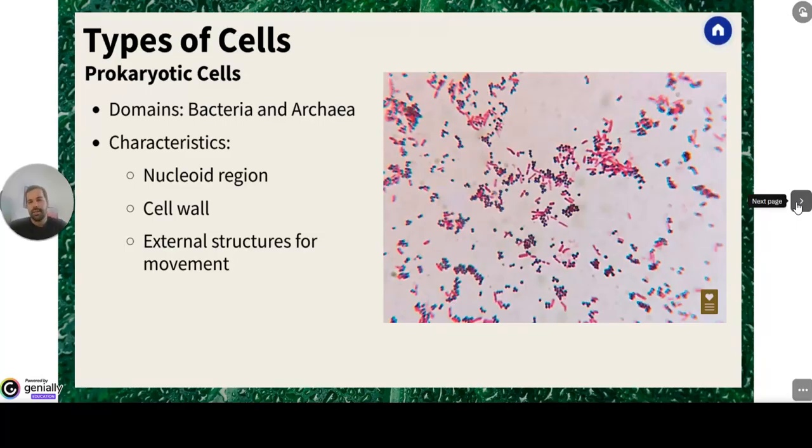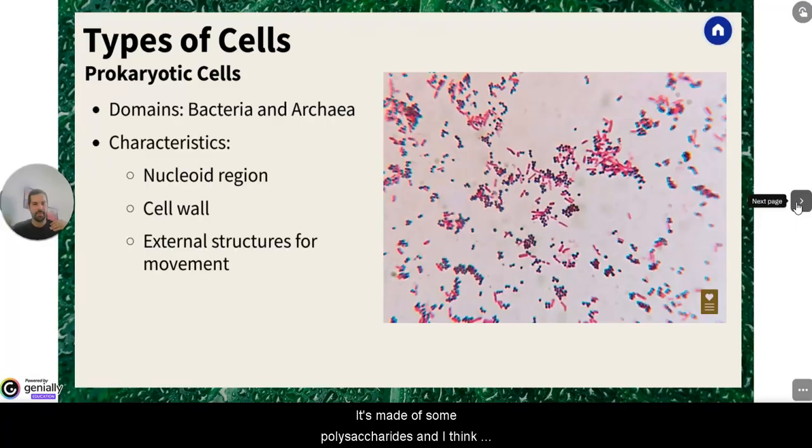All right, and now let's talk about our main domains of life and how their cells are different. So remember we have our prokaryotic organisms and we have our eukaryotic organisms. Prokaryotic cells are those in the domains of bacteria and archaea. They have, in addition to all the 5 main things, a few certain characteristics. They don't have a nucleus, but they do have a nucleoid region. There's a part of the cytoplasm in which the genetic material typically resides. They have a cell wall in addition to their plasma membrane, so they have a harder structure.